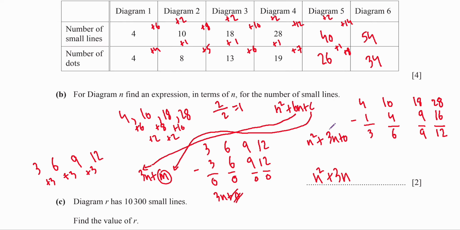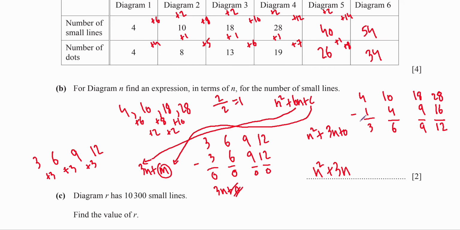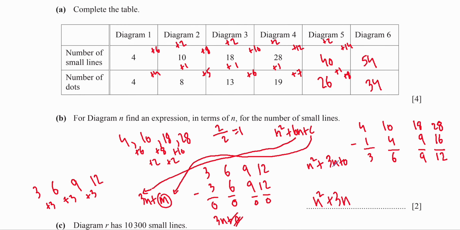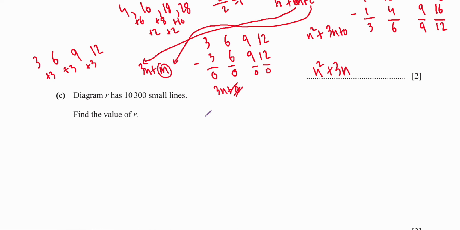Let's choose diagram 6, which we did, right? Let's see if we got the right answer. So for diagram 6, we would have 6 squared, which is 36, plus 3 times 6, which is 18, which is actually 54. So we would have 54 small lines. And we got that by just using our logic. And now we can see using actual math that it is the right answer. If you wanted diagram 7, we would do 49 plus 21, which would be 70. So that would have 70 small lines.